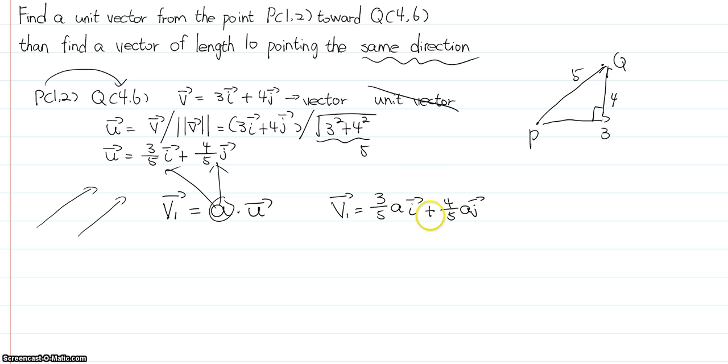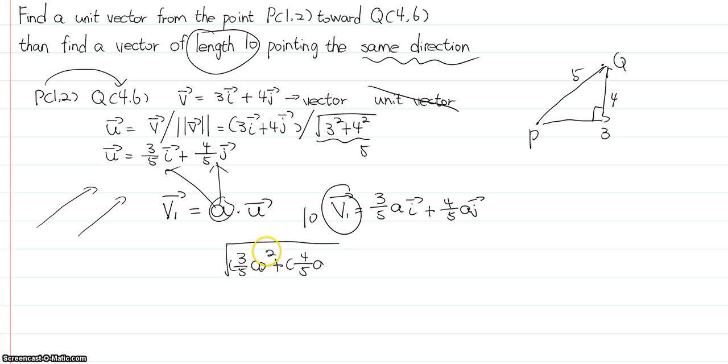What's a? It's a scalar, and here it says the length is 10, which means the magnitude of this v1 is 10. And same as the Pythagorean theorem, we can say that the square root of (3/5 a) squared plus (4/5 a) squared will be equal to 10. It's not hard to solve that; you could just find a is 10. So we just have a length of 10, and so we just multiply by 10.